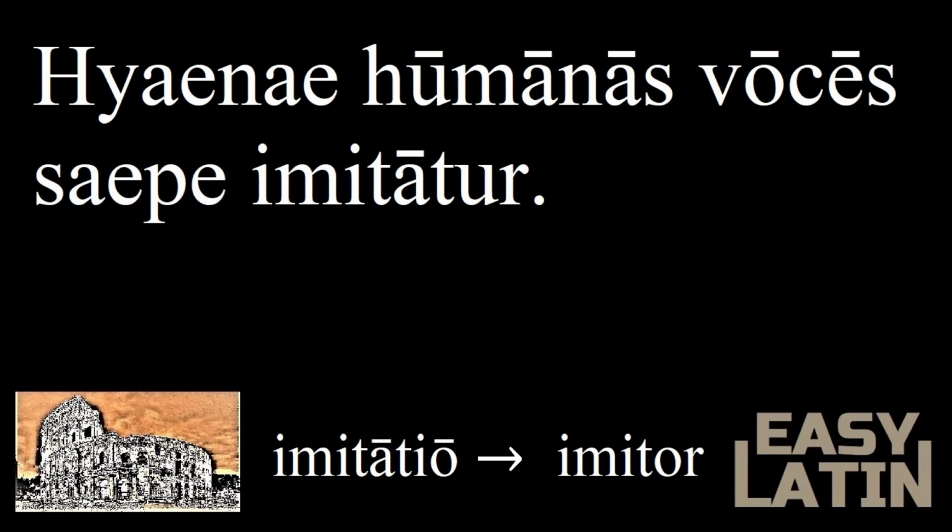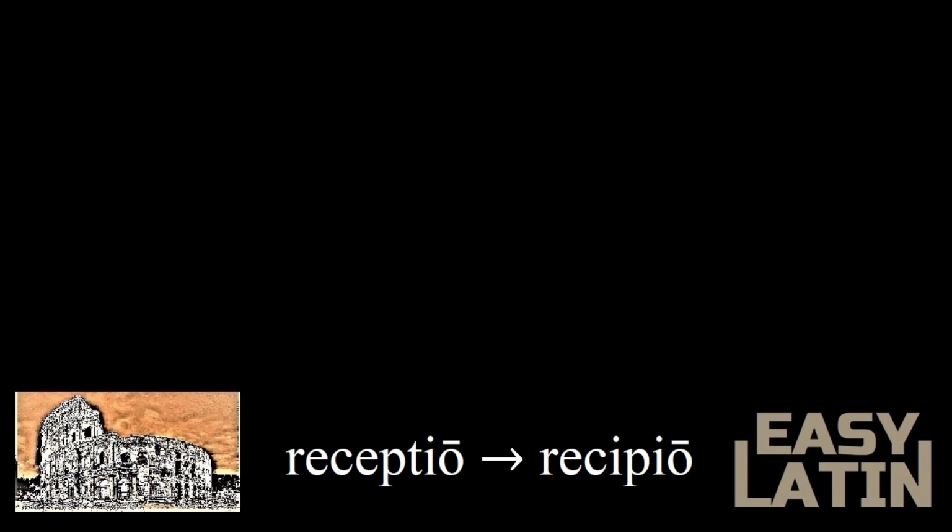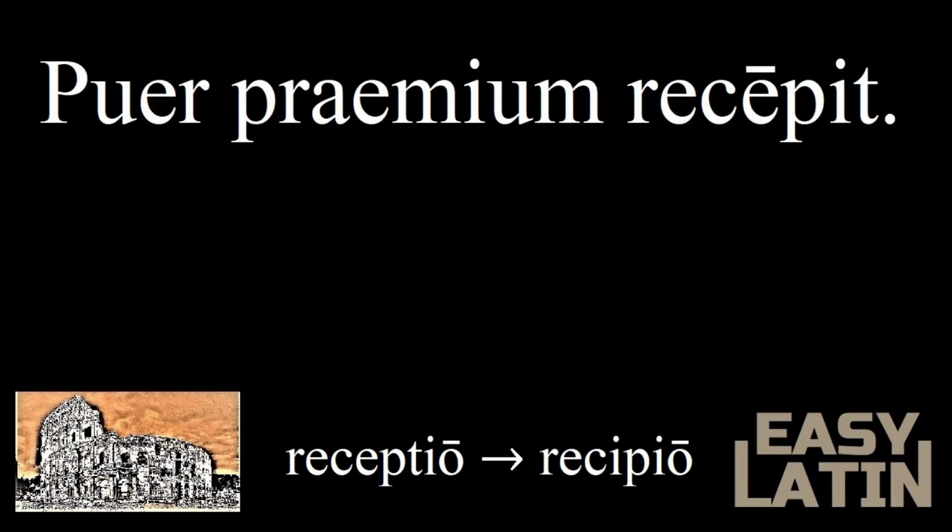Words that don't end with ation often have a sound change. For example, receptio becomes recipio. But in the past tense, the vowel switches back. Puer praemium recepit. The boy received a prize.